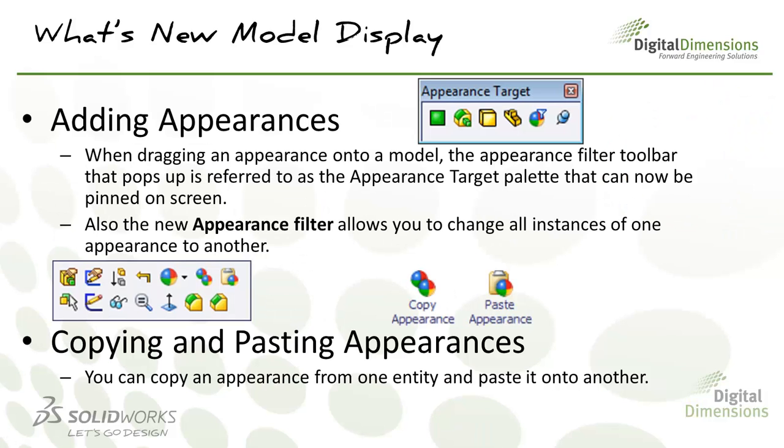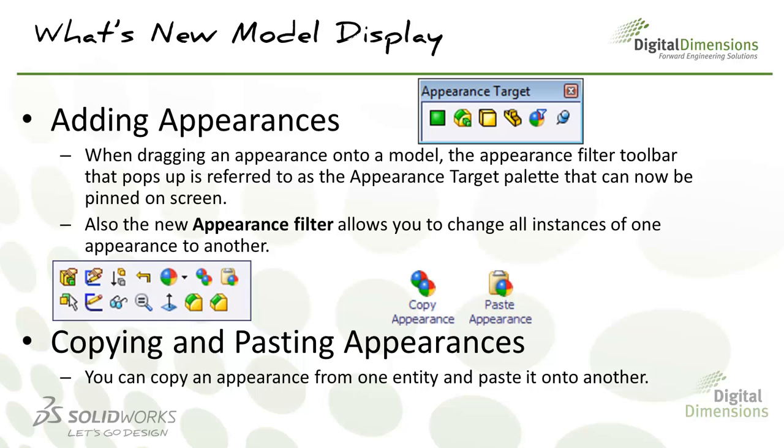And new for SOLIDWORKS 2013, when adding appearances, you'll notice that the Appearance Target toolbar now has a thumbtack icon to pin it up on screen, thus allowing you to reuse the same entity filter over and over again when applying more appearances. In addition to this thumbtack, you'll also notice that there's a new Appearance Filter icon.